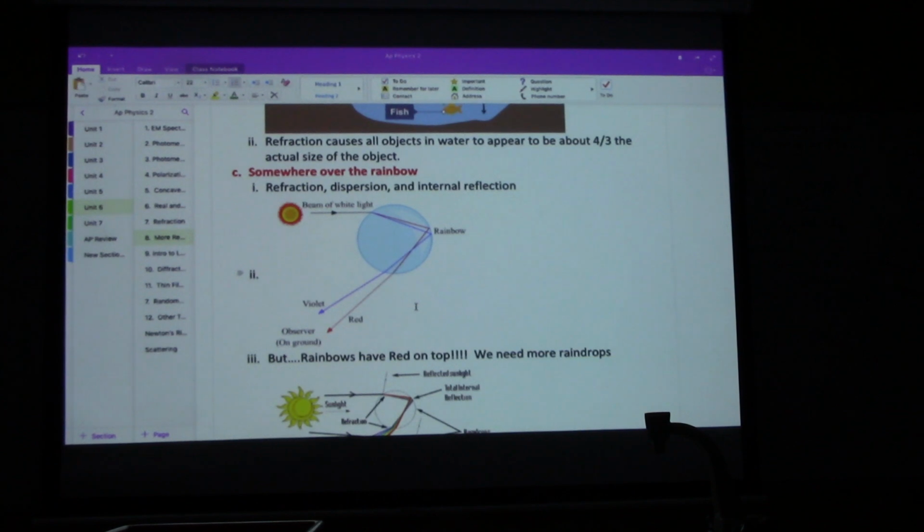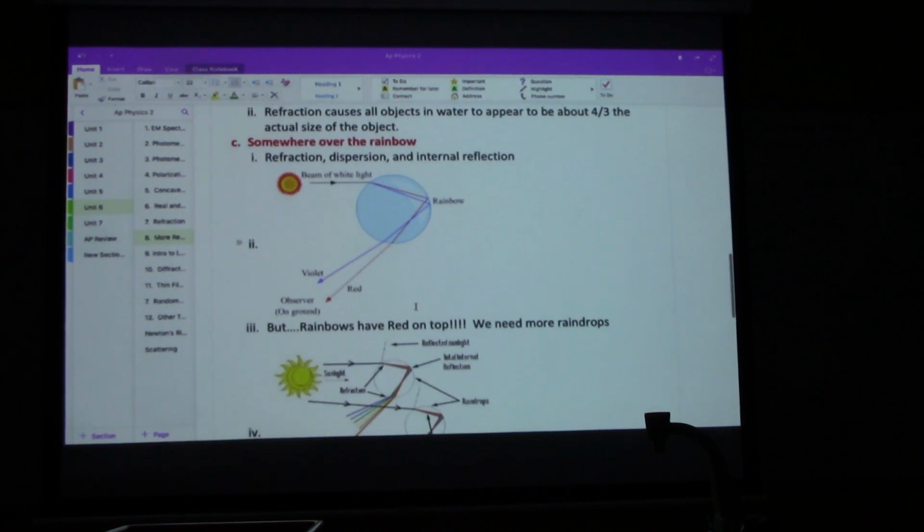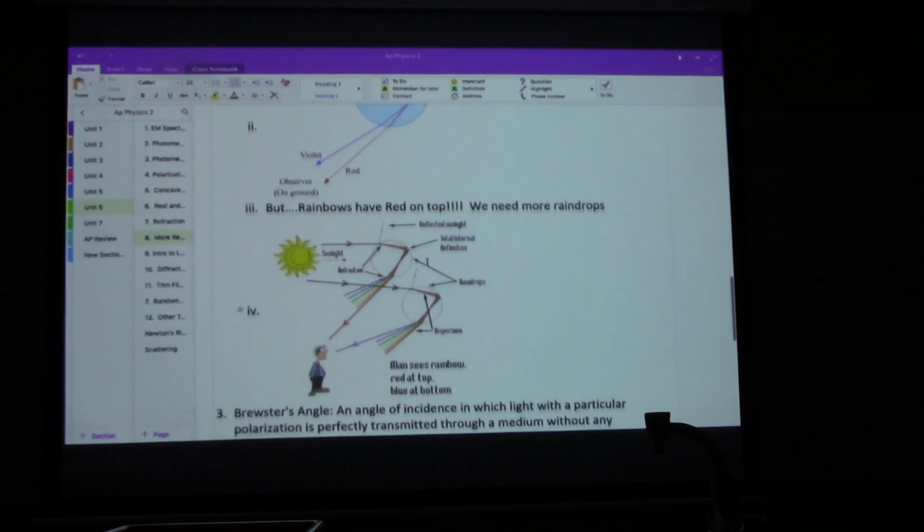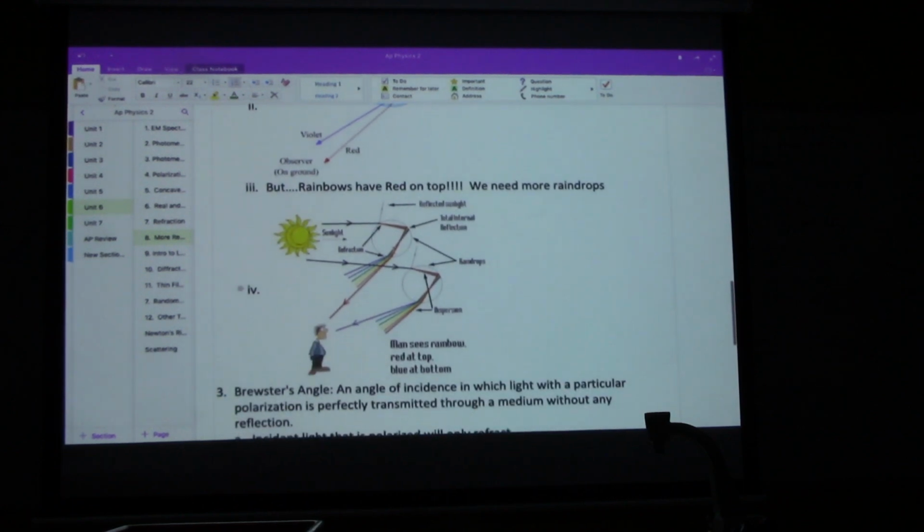Okay, but anyone that knows anything about rainbows and has seen them before should know that the red is always on the top of the rainbow, but this diagram shows the violet on the top and the red on the bottom. The reason this occurs is you are not seeing the entire range of the spectrum from just this raindrop. You need a lot of raindrops all stacked on top of each other in order to be able to see the actual rainbow form.